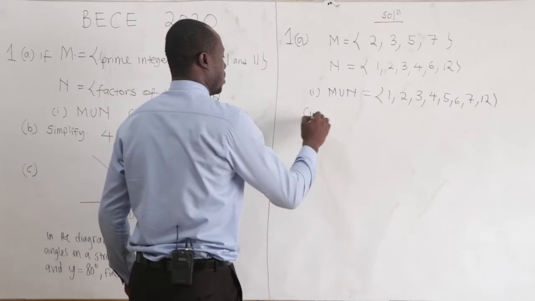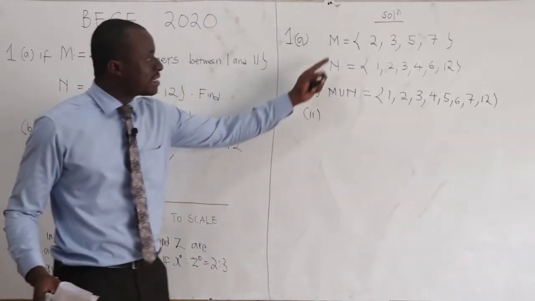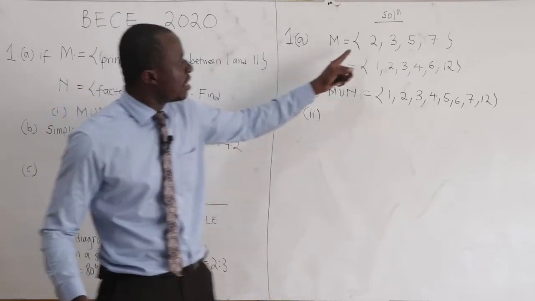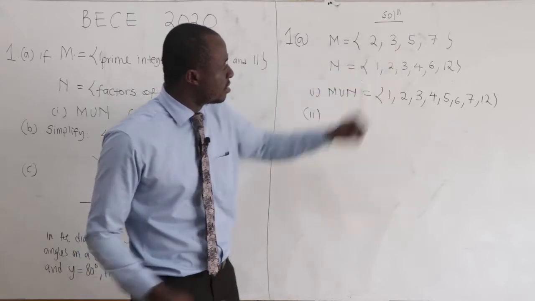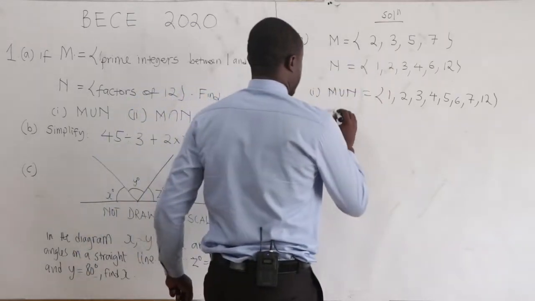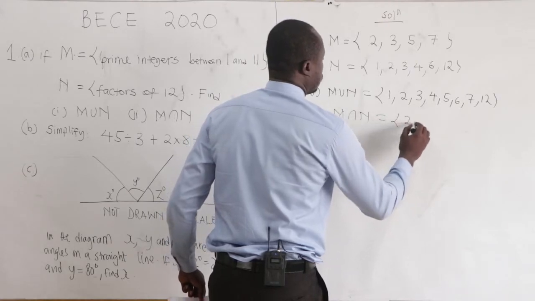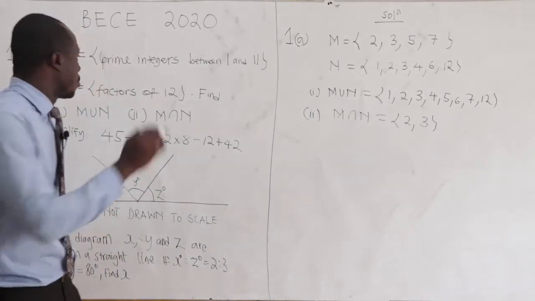Now let's see the second one. M intersection N, elements that are common. The key word is common to M and N. Clearly, what can we see? 2 is here, 3 is here. So our M intersection N is equal to 2, 3. So, elements that are common.